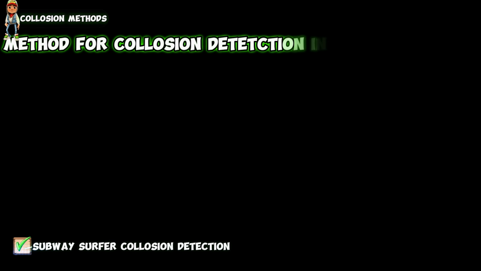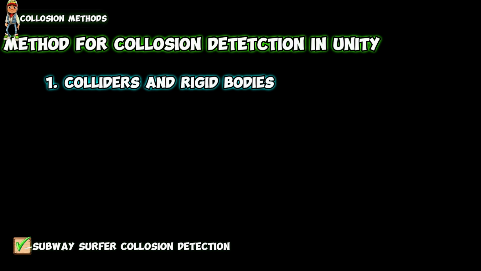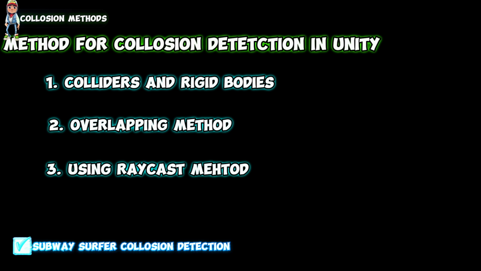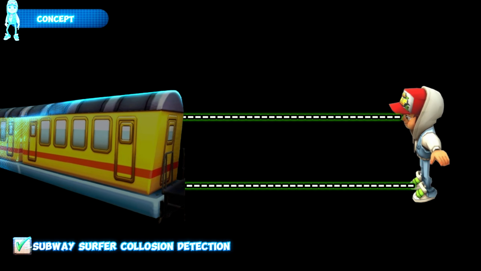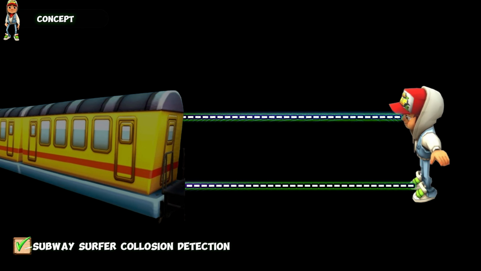In Unity, there are 3 basic methods for collision detection: using colliders and rigid bodies, as seen in many endless runner games; using the overlapping method, which some people have used before; and using the raycast method. We're going to use the raycast method in a very simple way. Let me explain. We'll cast a ray from the front and the side of the character. If the ray detects the train from the front or side, it will play the corresponding animation, like stumbling from the side, dying from the front.